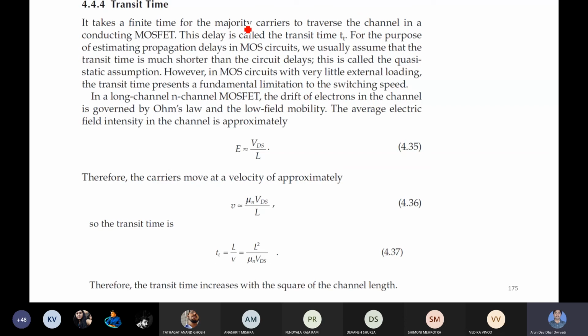One more quickly, if you have to calculate transit time. If it is a long channel MOSFET, the lateral electric field is given by VDS, whatever drain voltage you are applying, divided by L. Velocity generally is V equal to mu E, so for an n-channel MOSFET, mu1 times VDS by L. Transit time is L divided by this velocity, so it comes to L squared by mu1 times VDS.